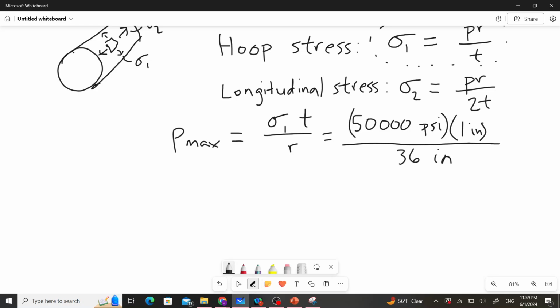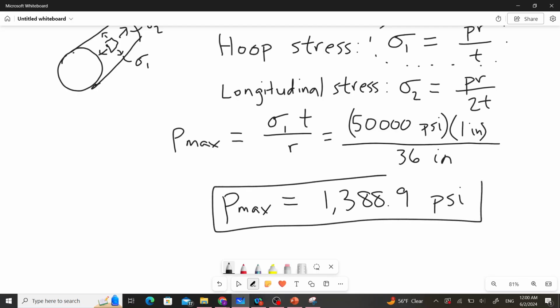You'll notice here that the inches are going to cancel out in this equation, and we'll just be left with PSI. PSI is the unit for pressure. So if we put this in a calculator, the maximum pressure we can have for these conditions is going to be 1,388.9 PSI. Okay, so that's how you use the equations for cylindrical pressure vessels.